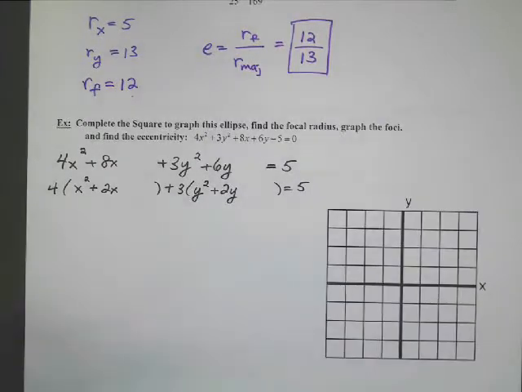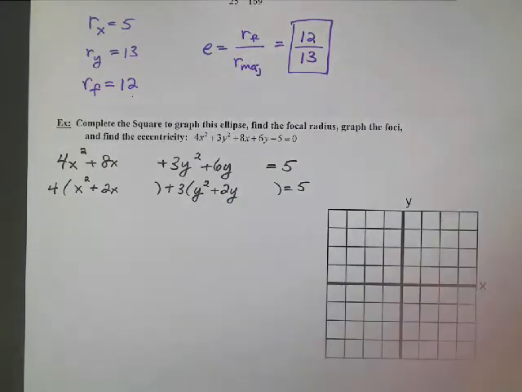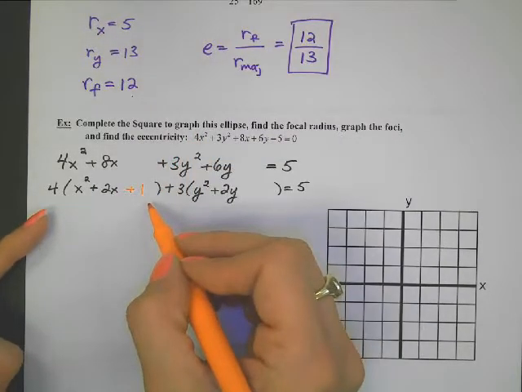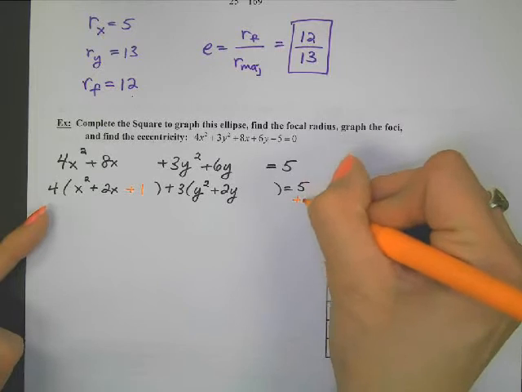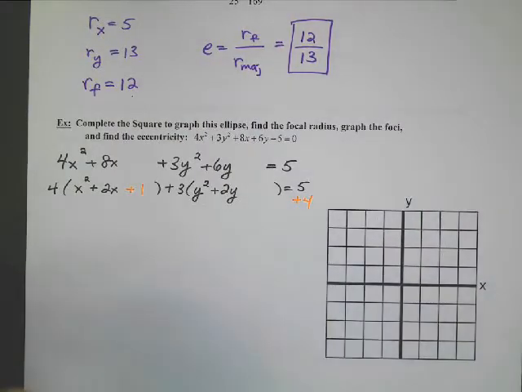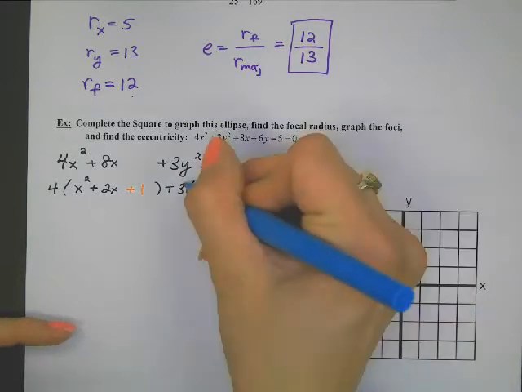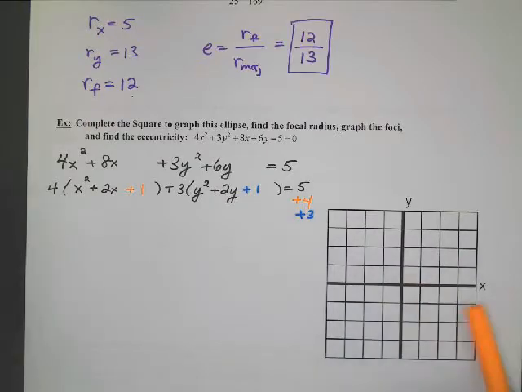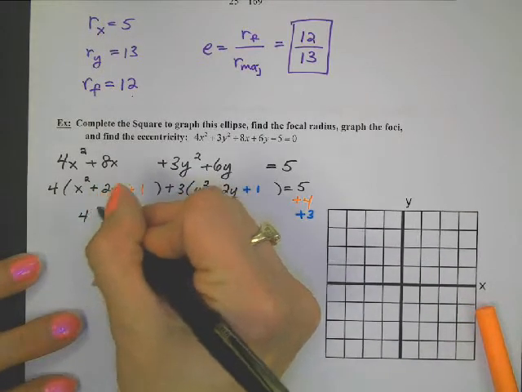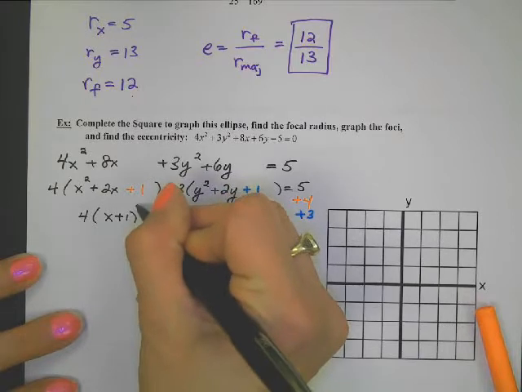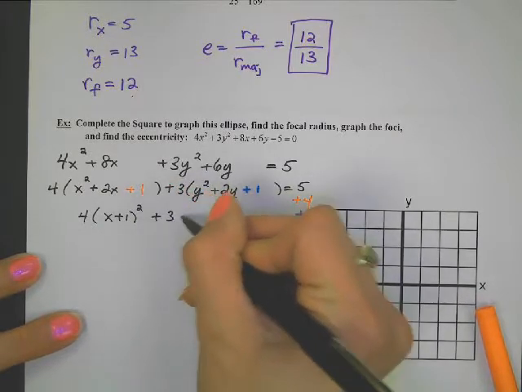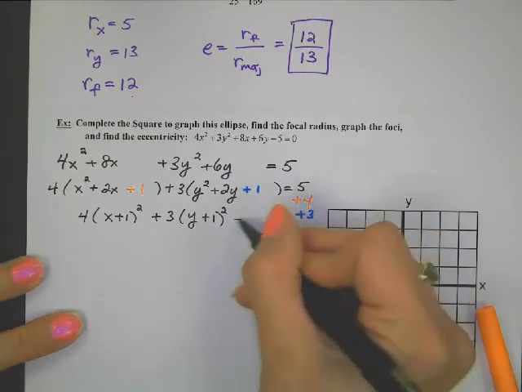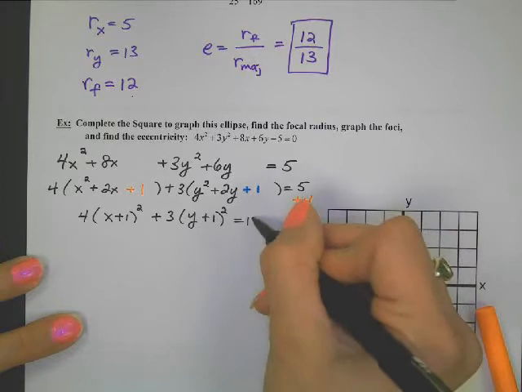Okay, now, halving and squaring time. Half of 2 squared is plus 1. But it's not really a plus 1, that's actually plus 4. So let's add 4 to the right as well. Half of 2 squared is plus 1, but that's really a 3. Let's add 3 to the right as well. So 4 times the quantity x plus 1 squared, just time to factor a little bit. We have 3 times the quantity y plus 1 squared, and this equals 12.